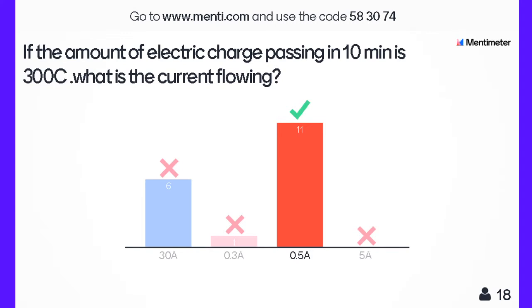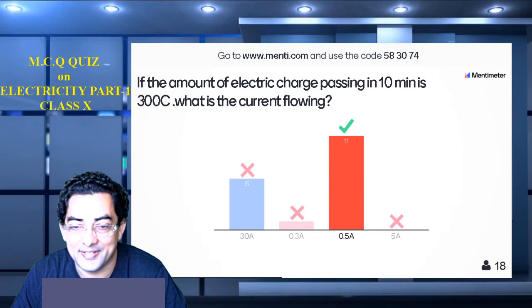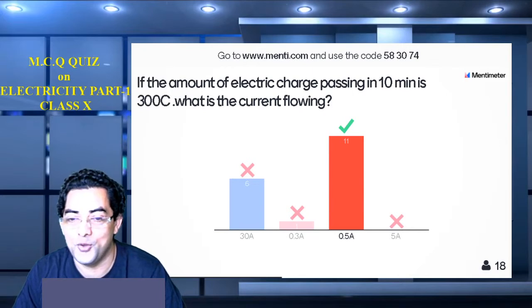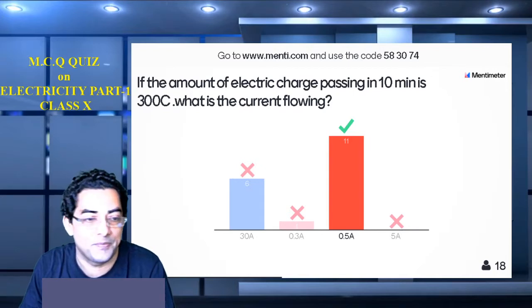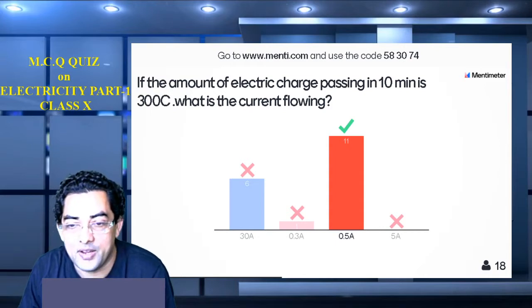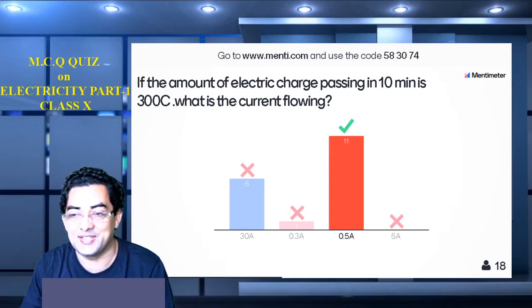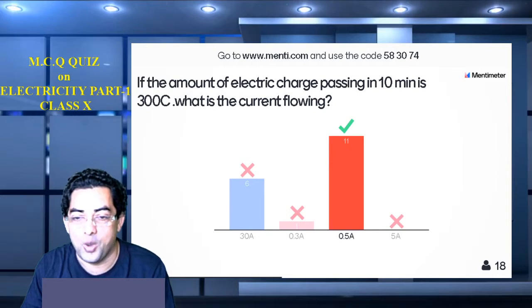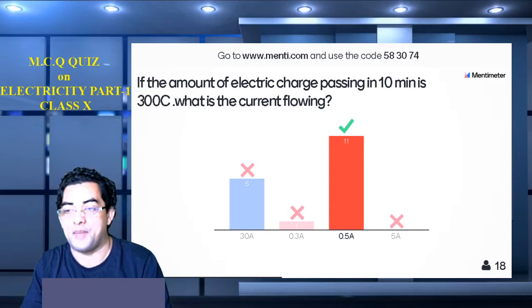Okay, and here are the scores. The scores reveal that this time also many of you have gone down. So there will be a lot of change in the leaderboard, right? Out of 18, only 11 got it correct. So 7 got it wrong. 6 thought it to be 30 amperes. 1 thought it to be 0.3 amperes. But the correct answer was and is 0.5 amperes.